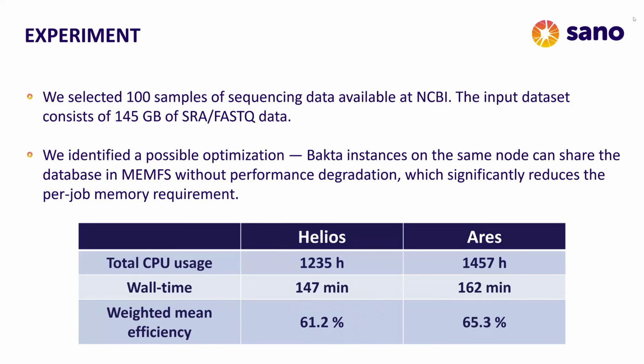So we have conducted an experiment on both supercomputers with the processing of 100 samples, which is about 150 gigabytes of FASTQ data. As you can see, Helios is about 50% faster than Ares. Similarly, the CPU hours usage of Helios is better than Ares, and it shows that this is a better, newer supercomputer, and we get our results faster, even though the efficiency is lower. But this is mainly due to the I/O nature of the pipeline steps.